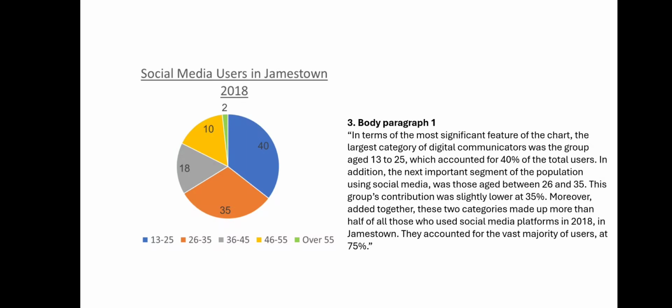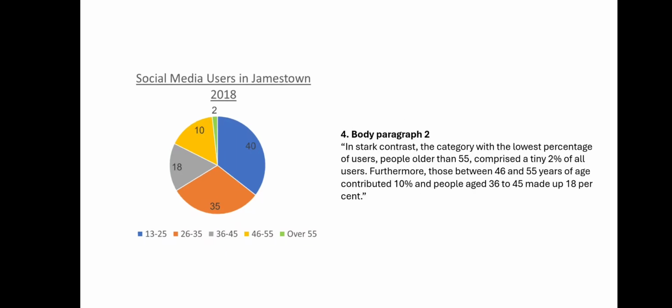Moreover, added together, those two categories made up more than half of all those who use social media platforms in 2018. In Jamestown, they accounted for the vast majority of users at 75%. And for body paragraph 2, I will give you a sample.